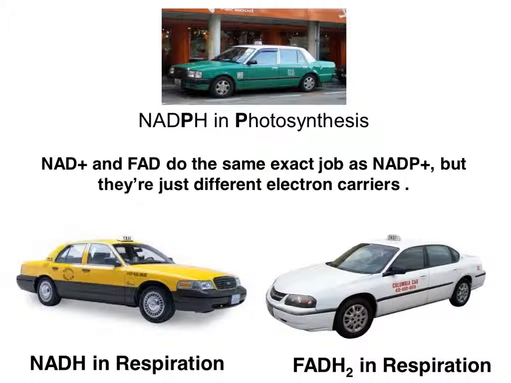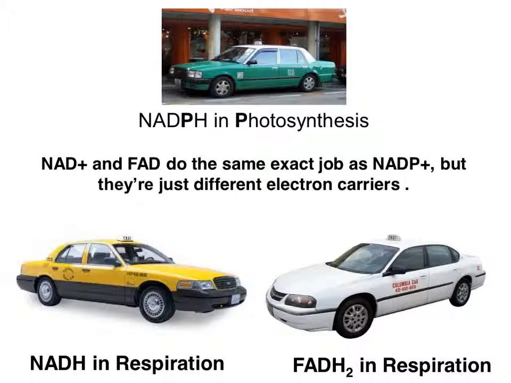Now, just as a recap, think about the electron carrier from photosynthesis. It was NADPH. In cellular respiration, though, it's NADH and FADH2. Now, these electron carriers are doing the same exact job as the one found in photosynthesis. They're just different electron carriers. As kind of an analogy, these taxicabs are all doing the same job. They're carrying passengers, but they're just different companies doing the same exact job.